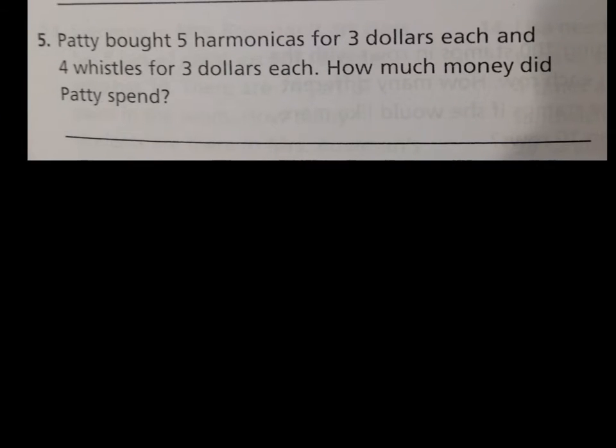Patty bought 5 harmonicas for $3 each and 4 whistles for $3 each. How much money did she spend? Here's where we have to use our parentheses. So she bought 5 for 3, and then she bought 4 for 3. So we're going to write that out as 5 times 3 and 4 times 3. And because this is something separate from this, we're going to add the two of them together. Basically, we're saying harmonicas plus whistles gives us our total.